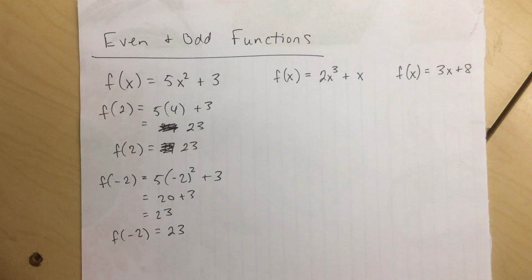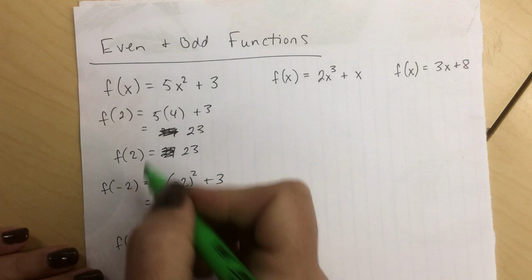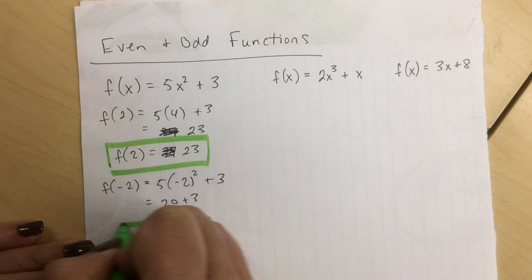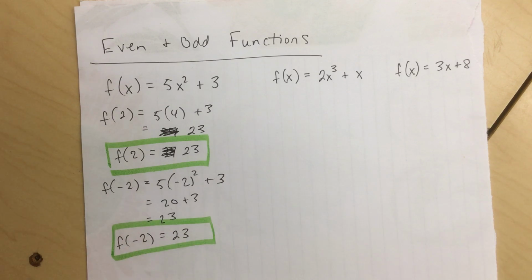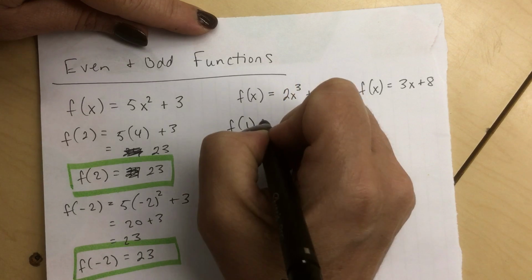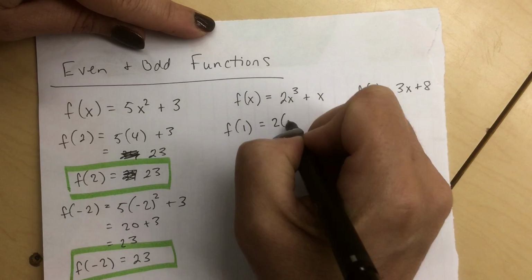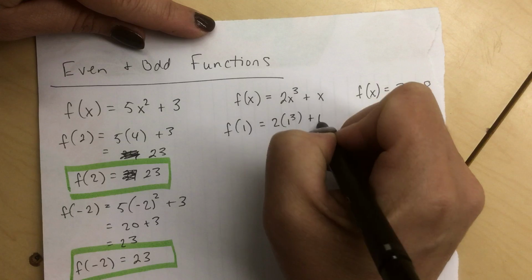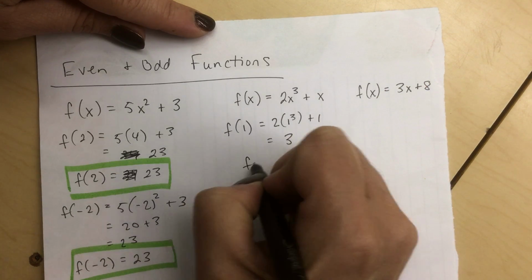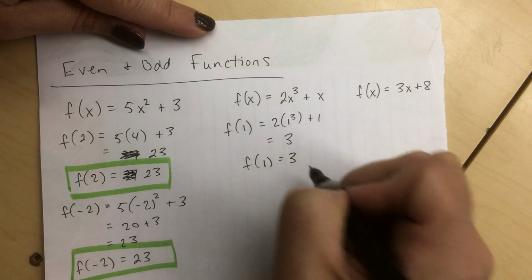Okay, so I'm going to draw some attention to this here. F of 2 is 23. F of negative 2 is 23. Okay, let's come over here and do f of 1. So 2 times 1 cubed plus 1 would be 2 plus 1, which is 3. So f of 1 is equal to 3.